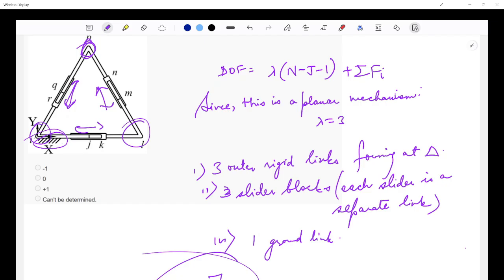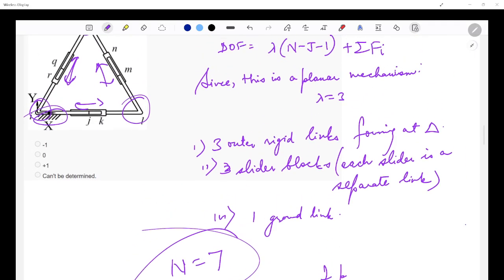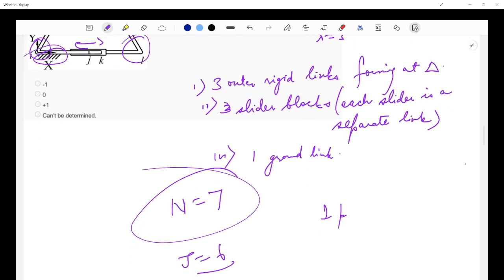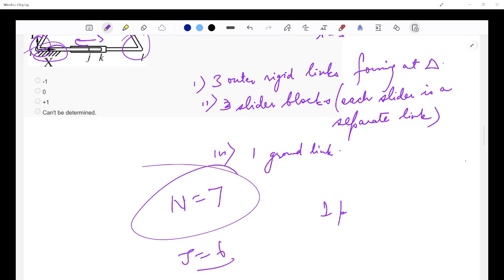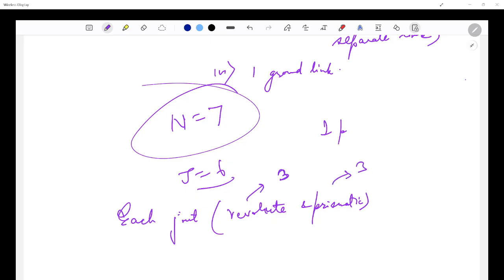Okay, so we have j is equal to 6. Each joint that we are discussing, each joint as a corner is a revolute joint. So each joint, revolute or prismatic, has 1 degree of freedom. So we have 3 revolute and 3 prismatic. In total we have 6.